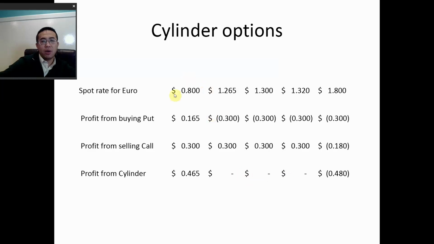If the spot rate goes very low, you have a profit because you are buying a put option and you're selling a call option. Both make money when the spot rate is low. And if the spot rate goes very high, both options would lose money. So what we really chase is this zero profit if the exchange rate stays stable.